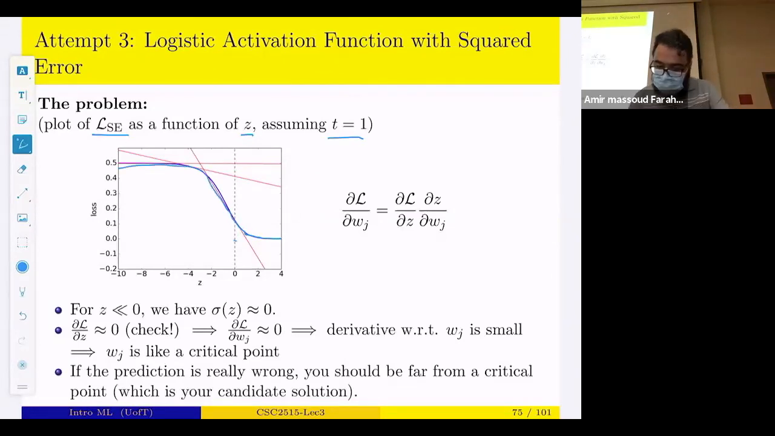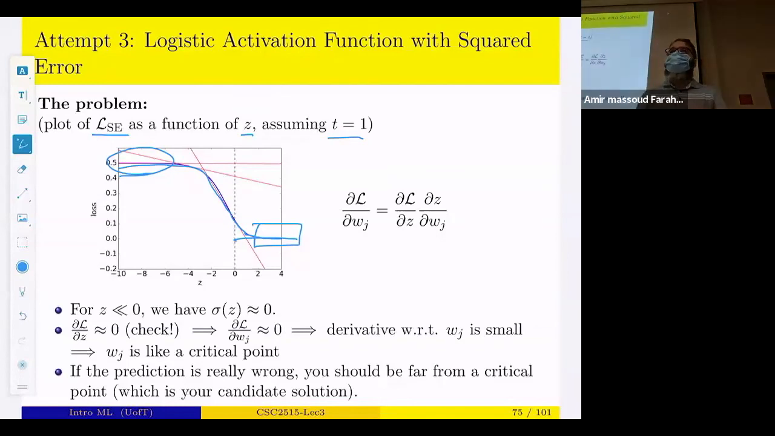So we see that it is 0 in this region if z is positive, and if it is very negative, so we are making a wrong prediction, then our loss would be close to 0.5. So this is good. It has the right order of which side is good and which side is bad. But there is a problem there.